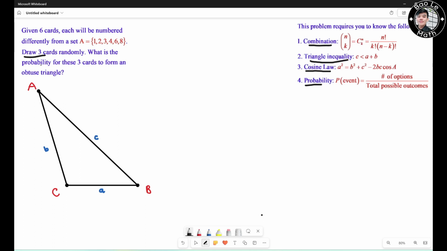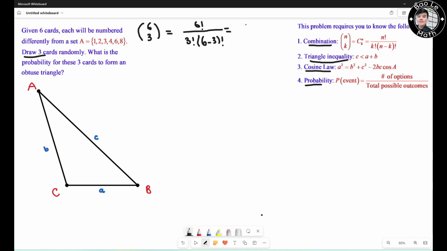Alright. So we need to find the total possible outcomes. We draw 3 cores randomly, and the order does not matter, so we're going to use combination instead of permutation. We're going to pick 3 out of 6, so it's combination of 6, 3. It's going to be 6 factorial over 3 factorial times 6 minus 3 factorial.